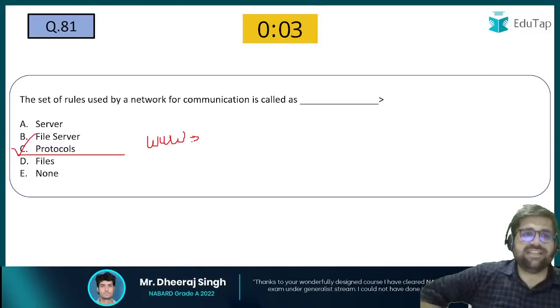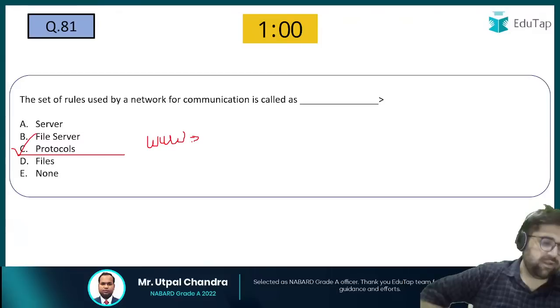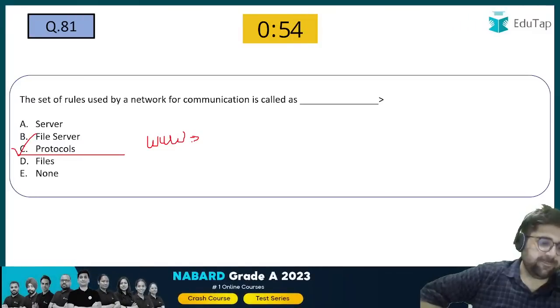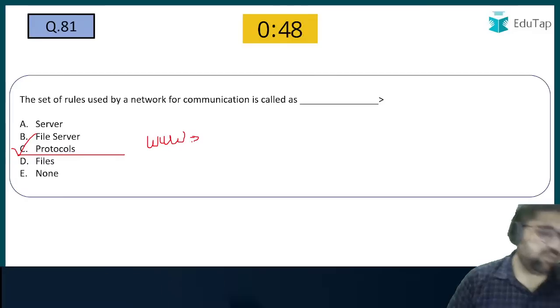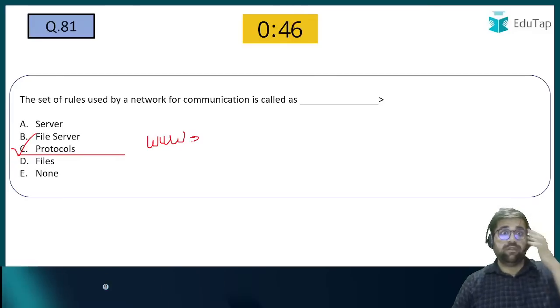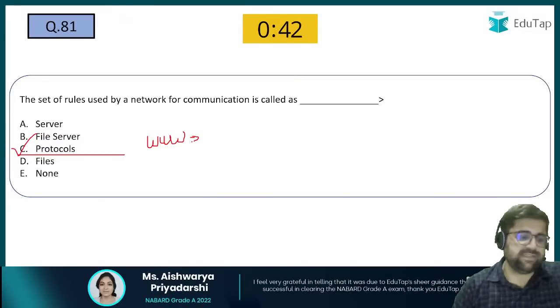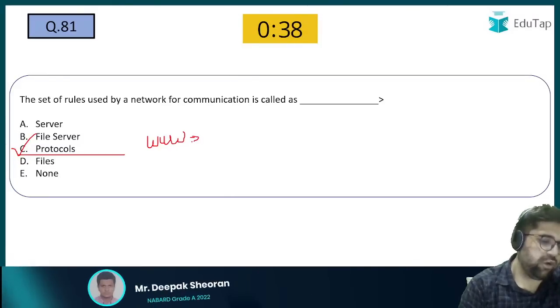Question number 81. The set of rules set by the network for communication is called as what? WWW was invented by which personality? Anyone who knows it? Come on, hardly 25 more questions to go. I need full energy. Chalo, we will discuss this thing later. I am not getting the right answers. Is the chat working or not?